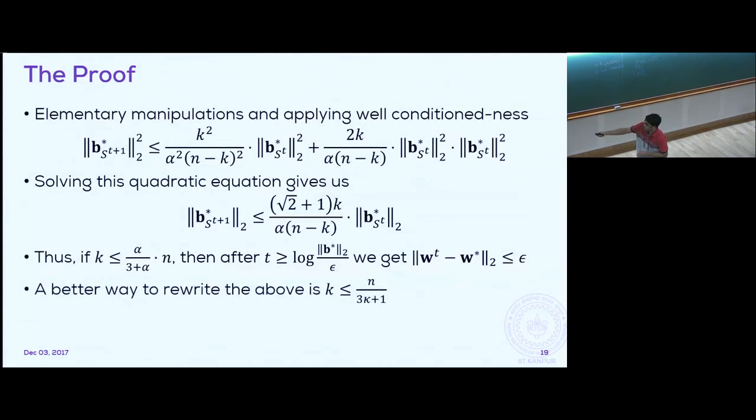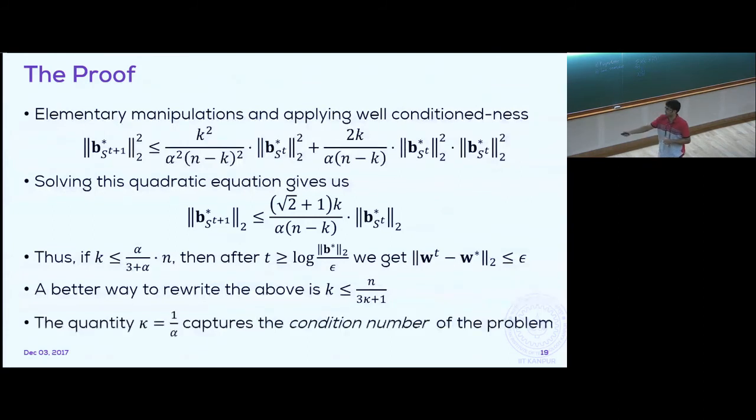Yes. A better way to write this bound is in this form. So k should be less than n by 3 kappa plus 1, where kappa is the condition number of the system. For Gaussian data, if the data points are sampled from a standard Gaussian, this quantity is something like 60. Again, I think checking this quantity is NP hard. Why? Because we are supposed to check this for all subsets of size n minus k. That's where the hardness comes in.